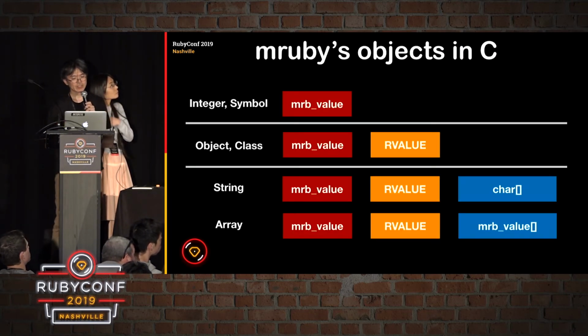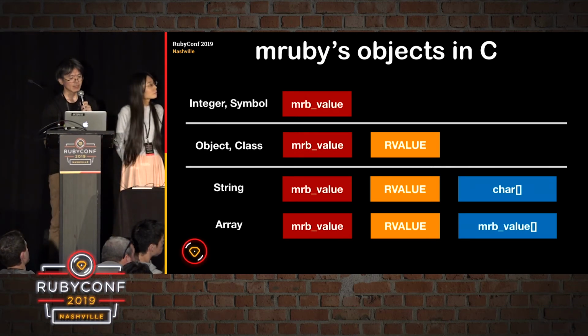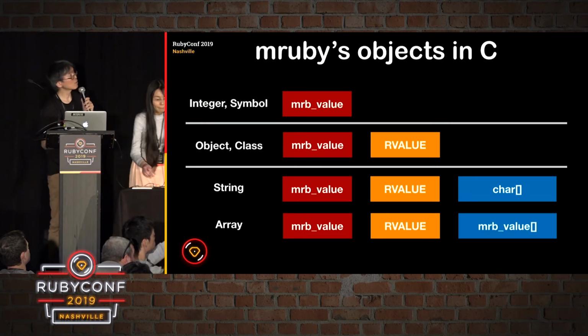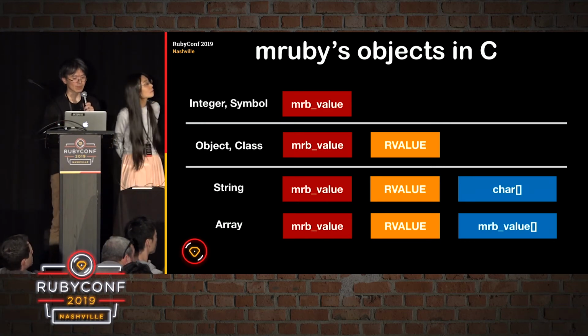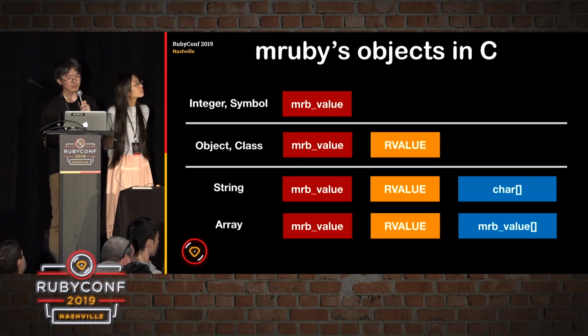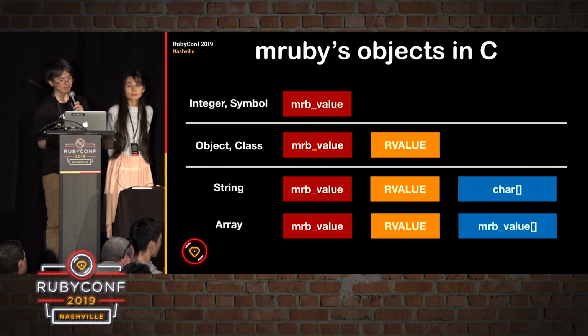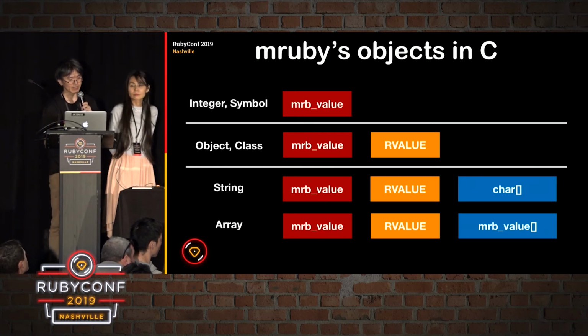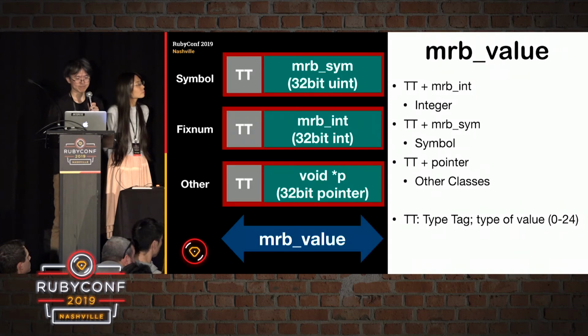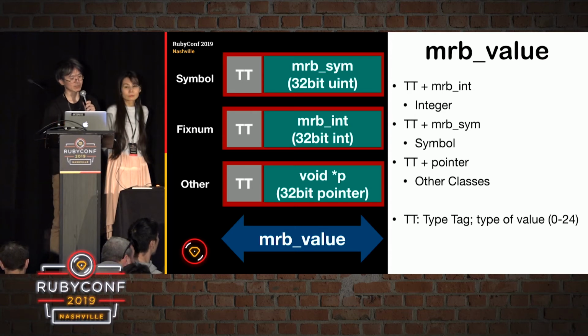This figure provides additional information on memory usage. There are 3 patterns for representing mruby objects in C data structures. For integer and symbol, you can simply express the value as an mrb_value. But for other classes, you need RValue or more data. Object and class object are second. String object and array object are third. mrb_value is simple. It's an immediate value and type tag bits. Symbol and fixnum objects are represented only by mrb_value, but others need RValue.